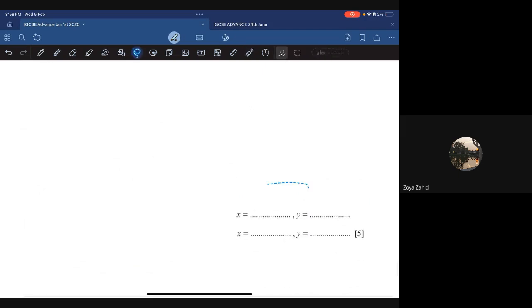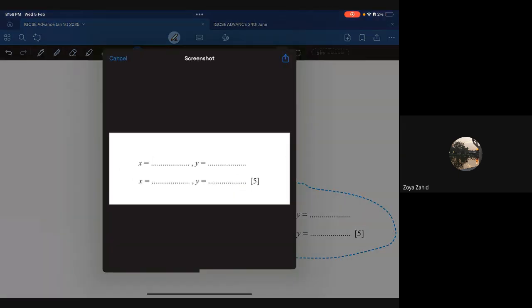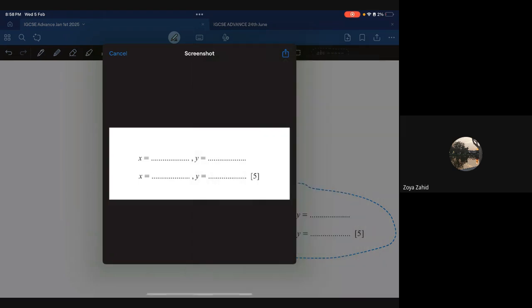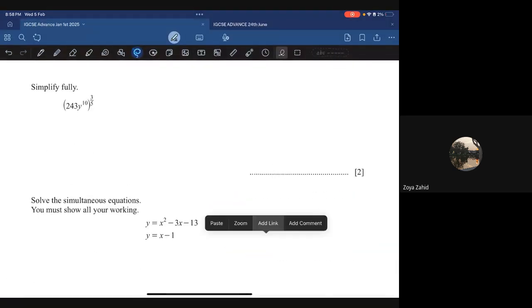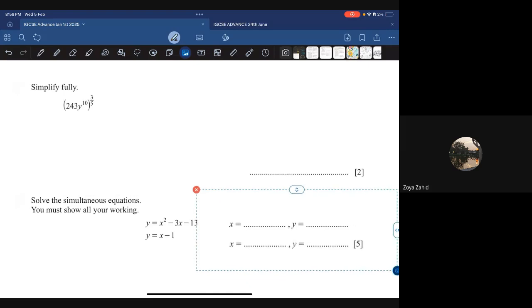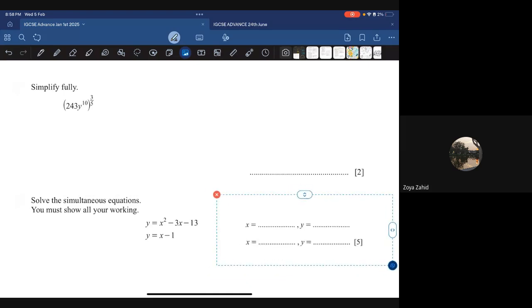Okay, just give me a moment. Yes, these are the 2 questions that we have. Kindly do solve them. This is question number 1. This is question number 2. Please be quick as well, guys. Let me know when you're done.